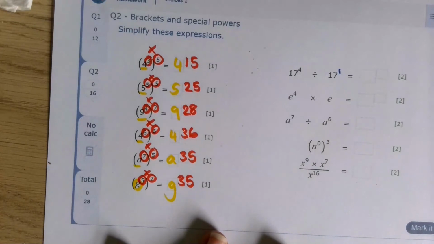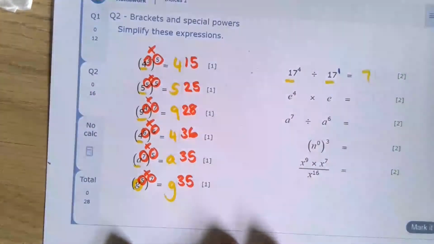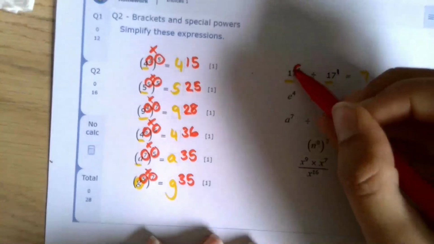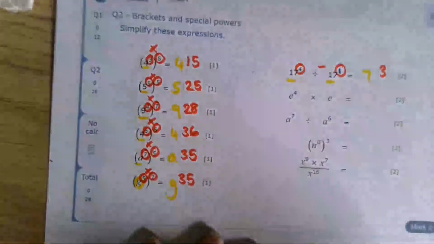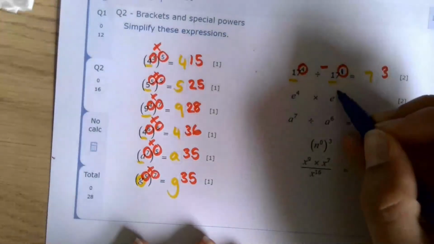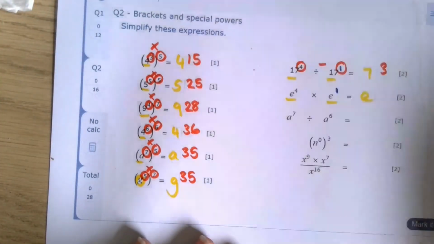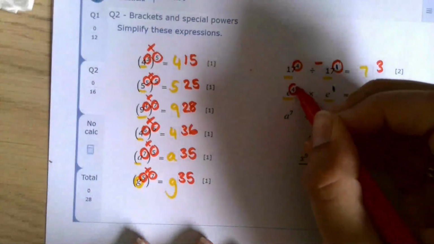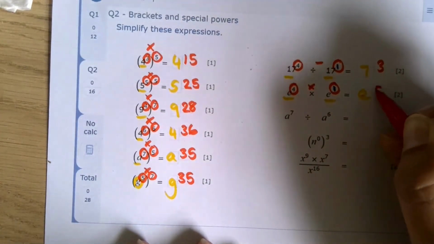So whenever you've got the base number on its own, think about it as being to the power of 1. So what have we got here? We've got a base of 17, and then the power of 4 divided by the power of 1, which means we're taking away, so 17 to the power of 3, 17 cubed. Same kind of thing here. This is e to the power of 1. So our base is e. And we're multiplying, so we're going to do 4 e's multiplied by 1 e, which means we're multiplying 5 e's altogether.